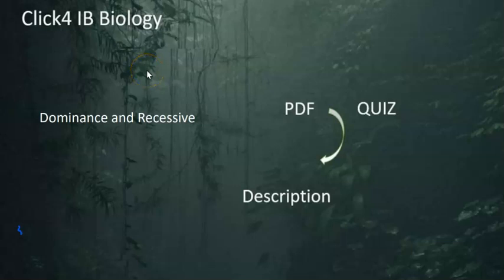Click for IB Biology. We're in the genetics topics and we're looking at the concept of dominance and recessiveness in the interaction of alleles for a single gene.